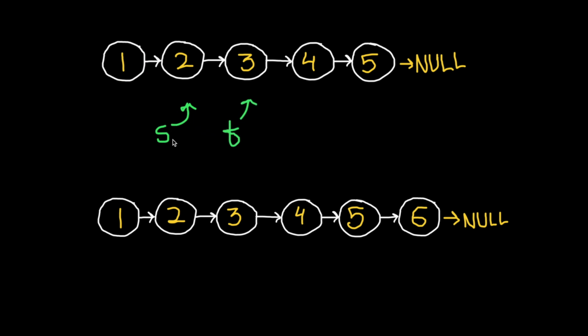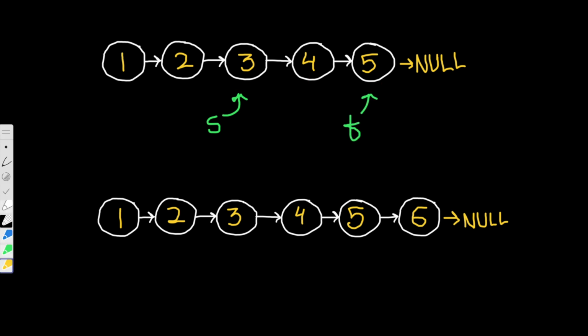Okay, so in the second iteration, the slow pointer will move to point to 3, but the fast pointer will move twice the steps ahead, and it will point to the last node. So at this point, we know that the fast pointer has reached the end, that is, it is pointing to the last node. It can't jump twice after this. So we'll stop here and just return the node that is being pointed to by the slow pointer, because that would be our middle node. So in this case, it is 3.